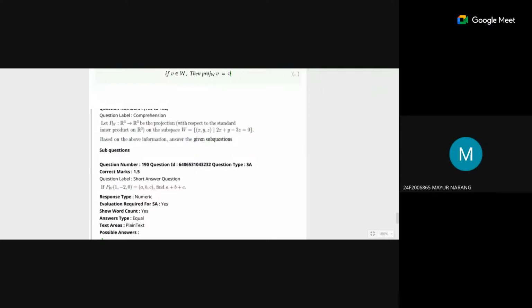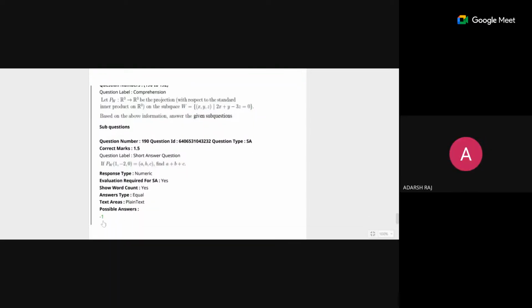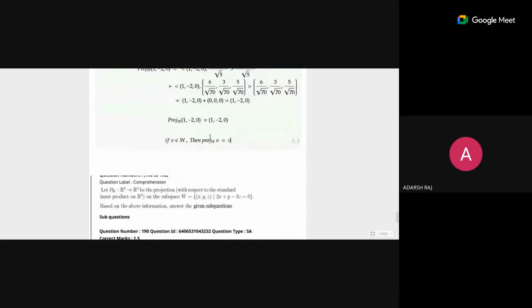So A plus B plus C is the value of this projection, right? The projection of this vector onto the subspace, we have calculated. So the final result is -1. Just add these values. If you add this, what do we get? -1, right? Yes, sir. This is -1.